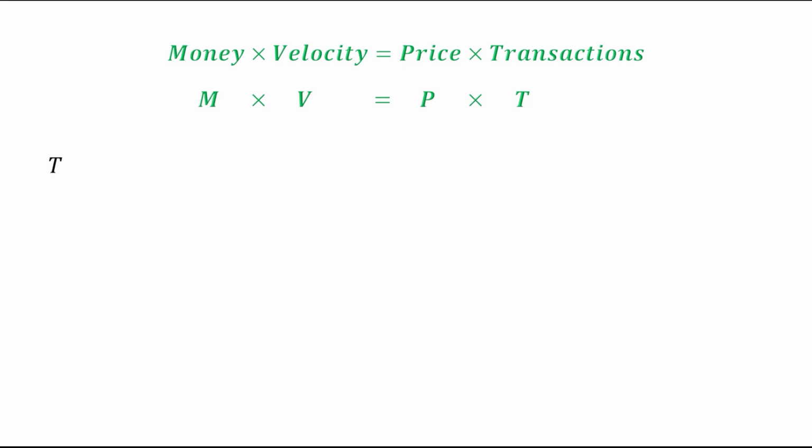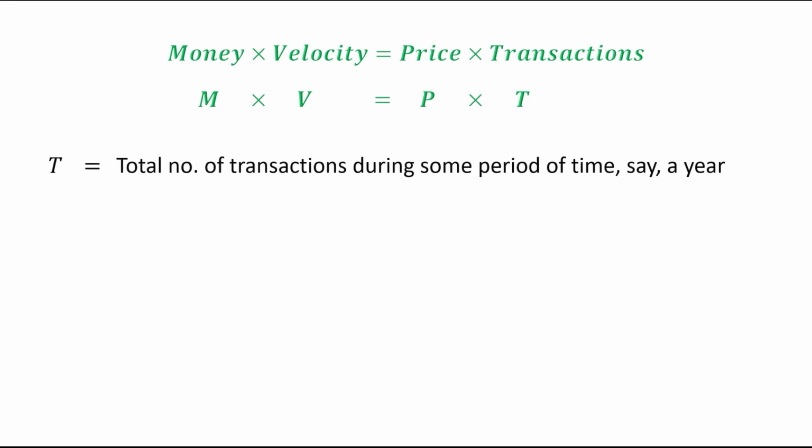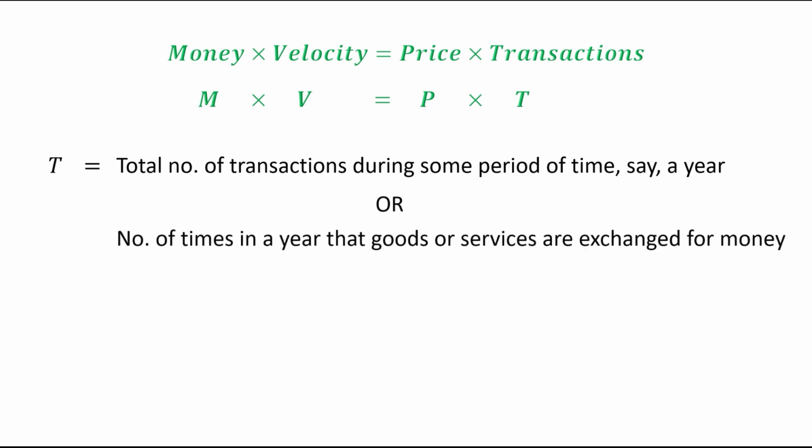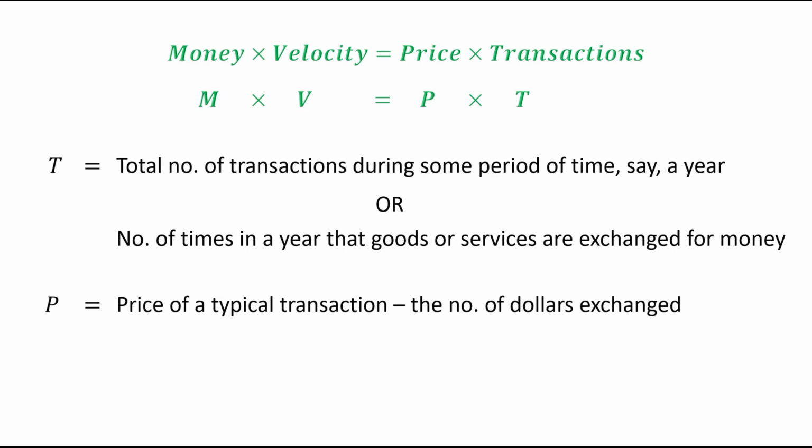So let's talk first about T. T refers to the total number of transactions during some period of time, say a year. Or you can say the number of times in a year that goods or services are exchanged for money. Now let's talk about P. P refers to the price of a typical transaction, basically the number of dollars exchanged in that transaction. And when we are talking about price times transaction, it will be the number of dollars exchanged in a year.